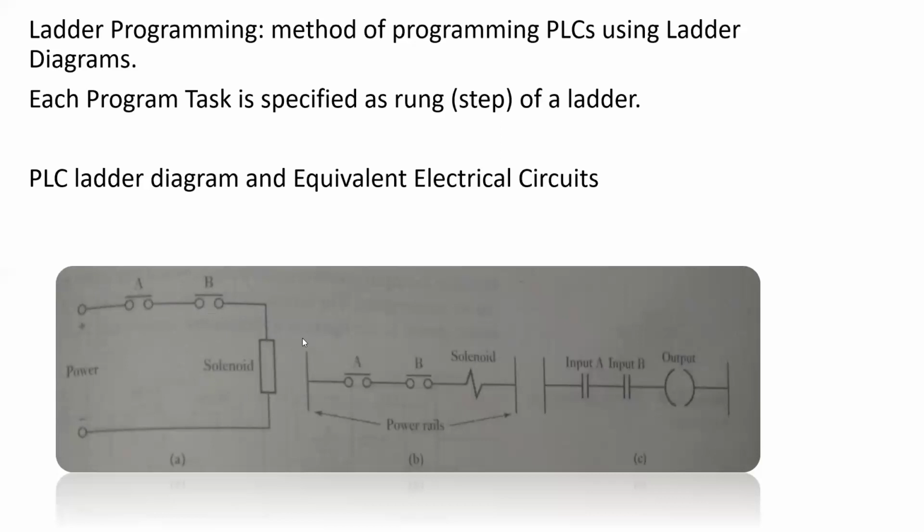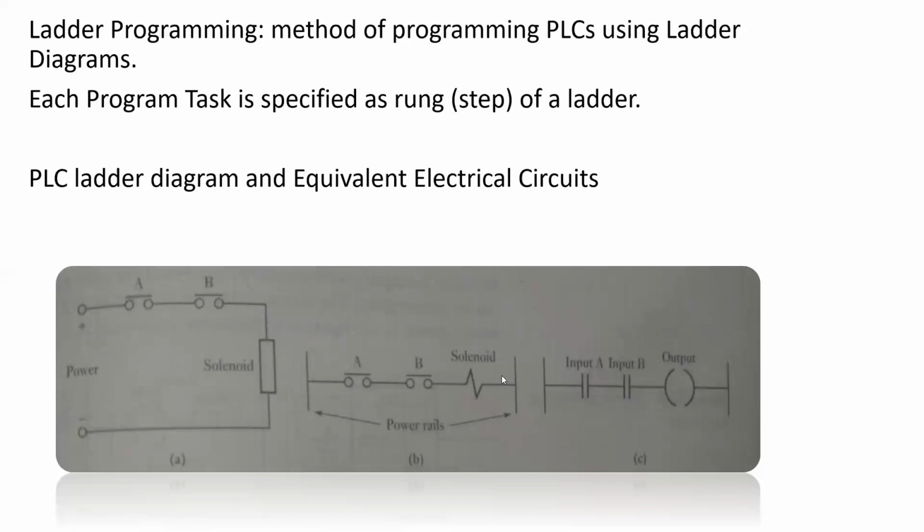Now figure B is another method of representing this electrical diagram. These are the power rails. The left one is the positive voltage, and the right one is the negative terminal of the power source. Here we can see that both the switches are connected in series, and this is the solenoid. So when both the inputs A and B are high, both the switches will be closed, and the solenoid will get energized.